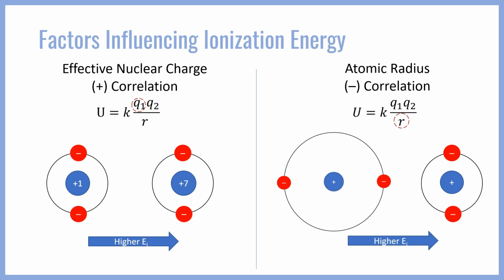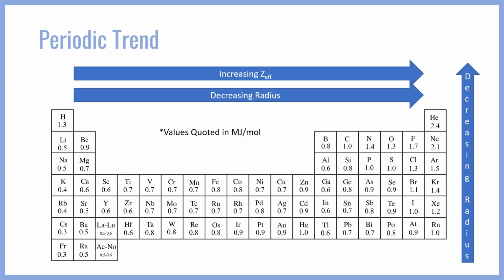So the one on the right is going to have a higher ionization energy as a result. So again, inverse correlation with radius, and a positive correlation with effective nuclear charge. Larger effective nuclear charge, higher ionization energy. Alright, so what are the periodic trends going to look like for ionization energy?